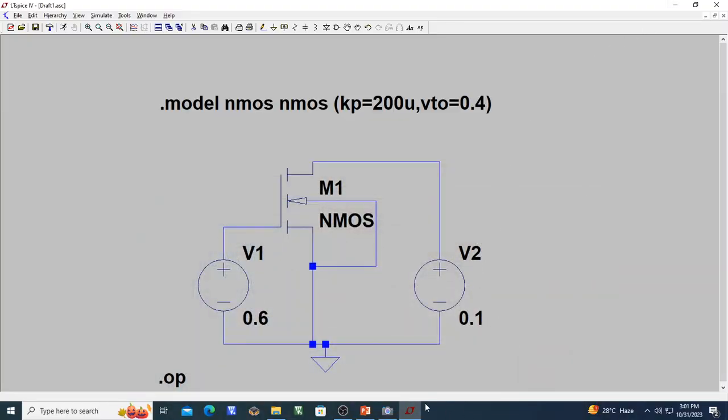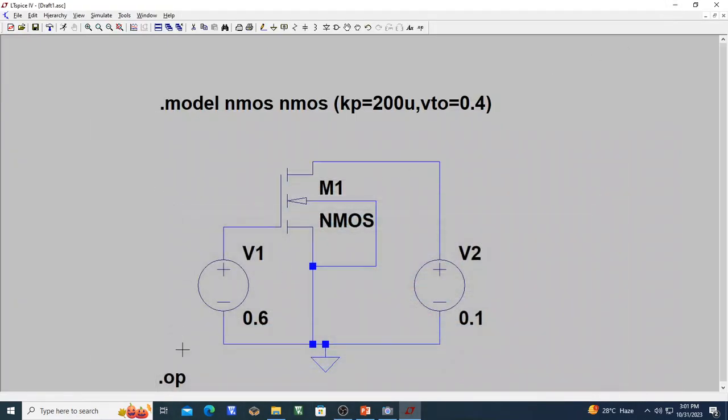How to achieve this? Let me just check it once. Okay, we are there. Now, in order to do that, if I do dot op, I will not get it. So I need to vary this voltage from 0 to 1 volt with a constant VGS. So I should use a different simulation command. For that, you should come here in this simulate, go for this edit simulation command.